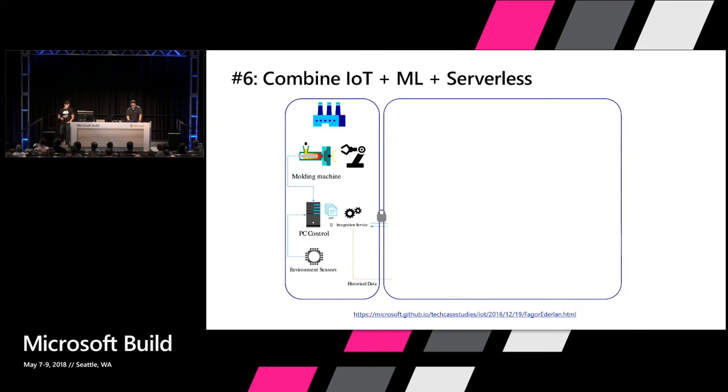So this is Fagor Ederlan. I'm not sure if I'm saying their name right. They're a company from Spain. They manufacture auto parts, and they have mechanical robot arms that manufacture those parts. Eventually, those arms start failing, start not being as precise, and the parts they're producing might not be good for the auto industry. So they need to detect when that's a problem.